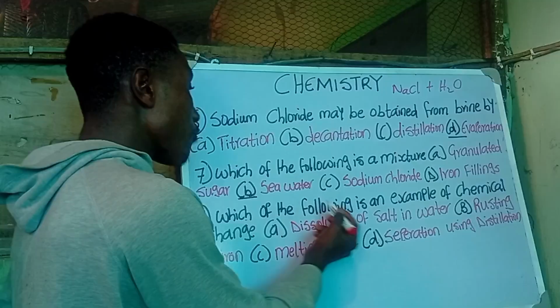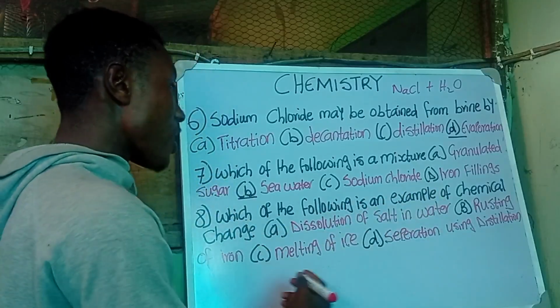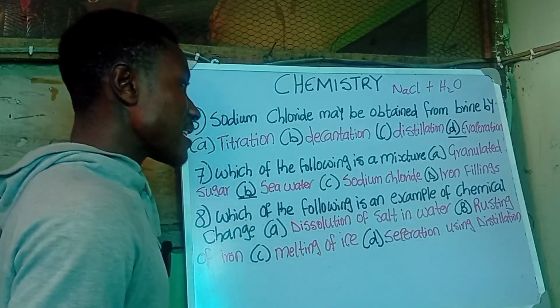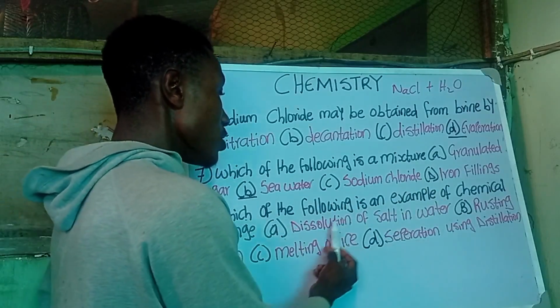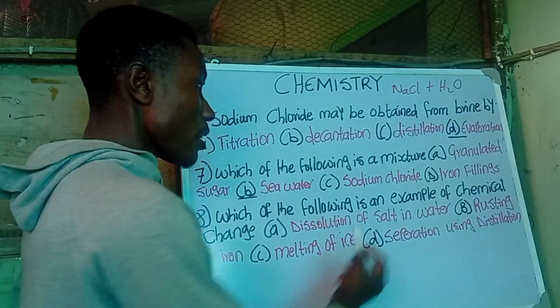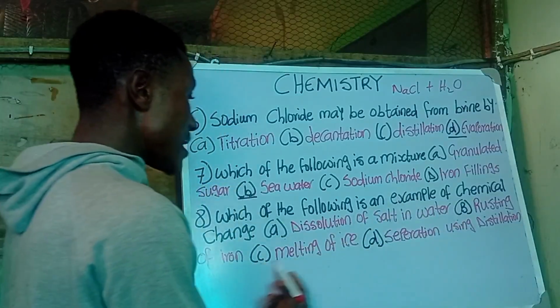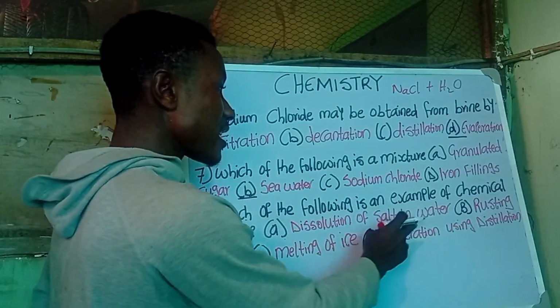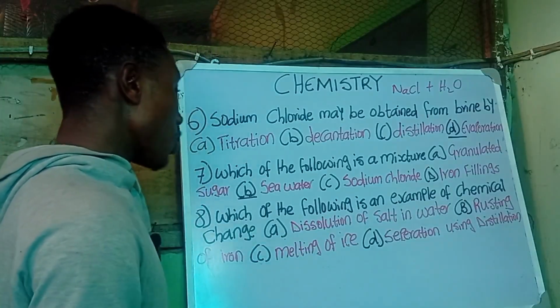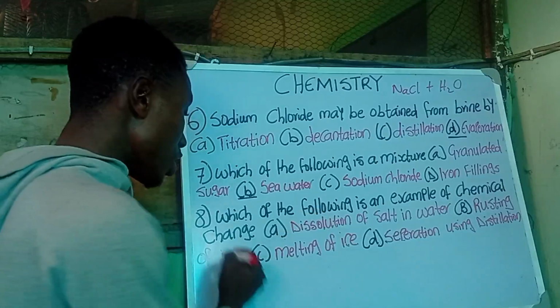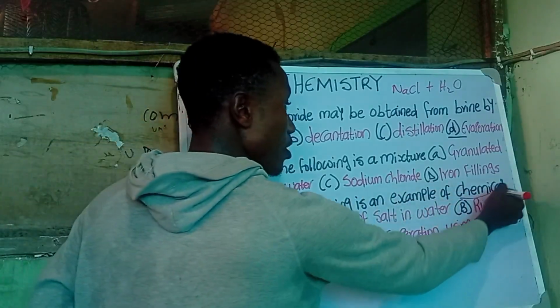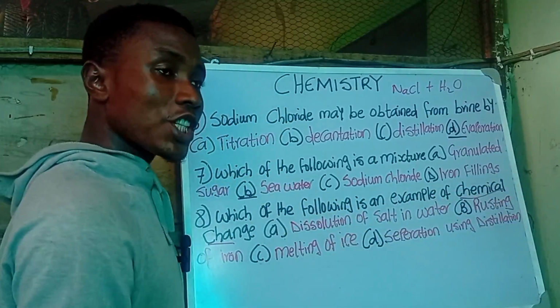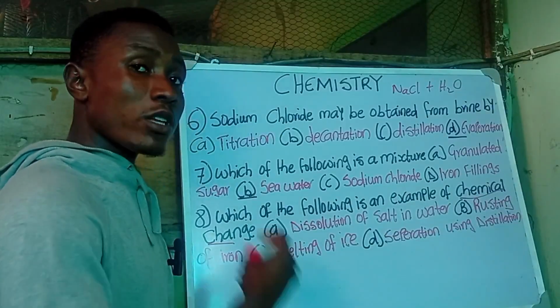The next question is question number 8. It says, which of the following is an example of a chemical change? You have A, dissolution of salt in water. B, rusting of iron. C, melting of ice. And D, separation using distillation. Remember, I taught you in the beginning of this video when I started talking about chemical change, new substances are formed and it is irreversible.